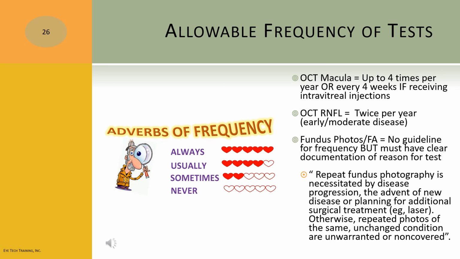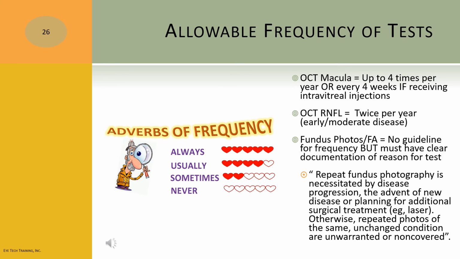For OCT RNFLs, the frequency is twice per year for early or moderate stage disease. That just goes to show that staging is super important. If you have the glaucoma coded as early or moderate stage, you can only code the OCT RNFL twice per year. For fundus photos and FAs, there's not really a guideline for the frequency, but you must have clear documentation for the reason for the testing.